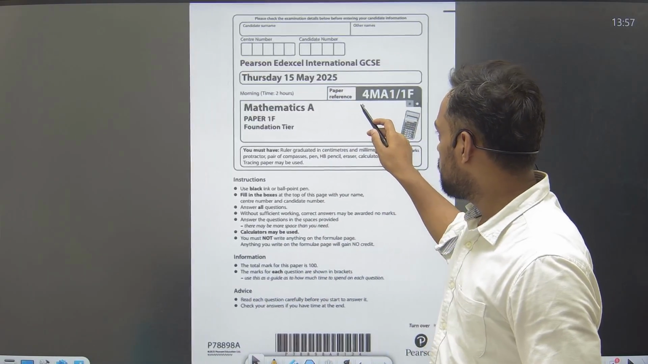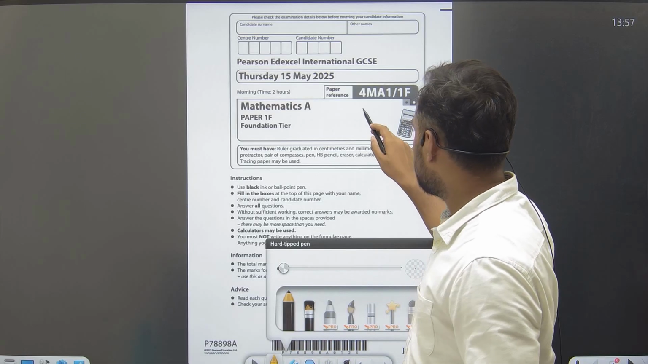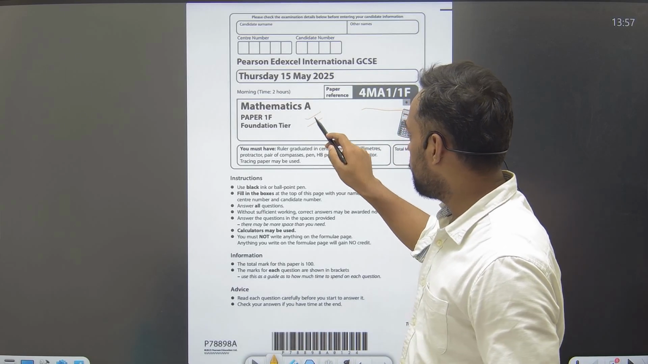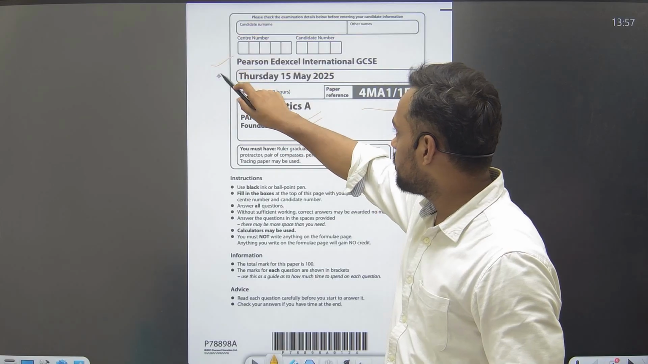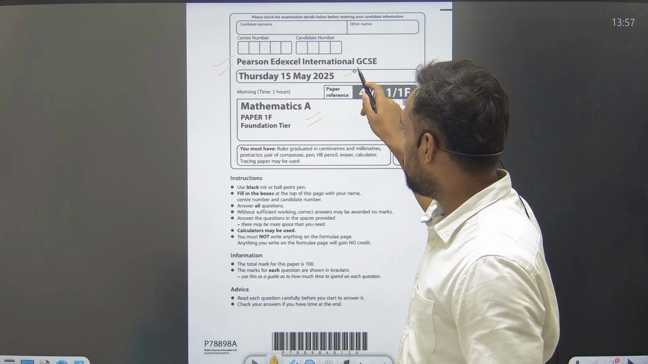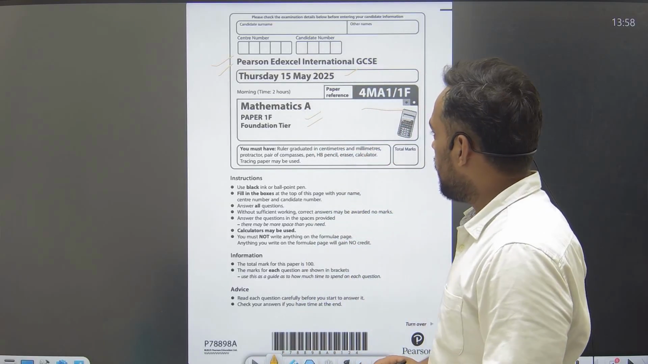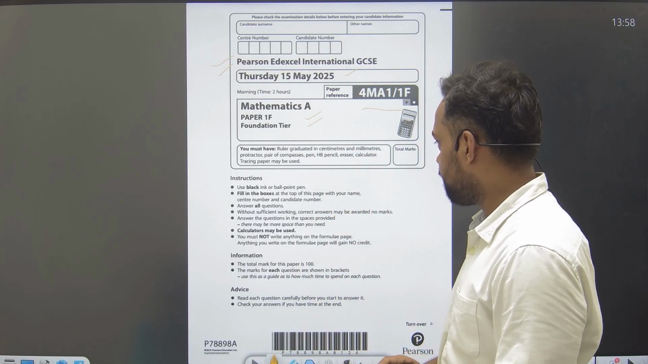Paper 4MA1 1F. This is the Foundation Tier Mathematics A paper of the Pearson Edexcel International GCSE examination. It was conducted on the 15th May 2025, Foundation Tier paper 1F.